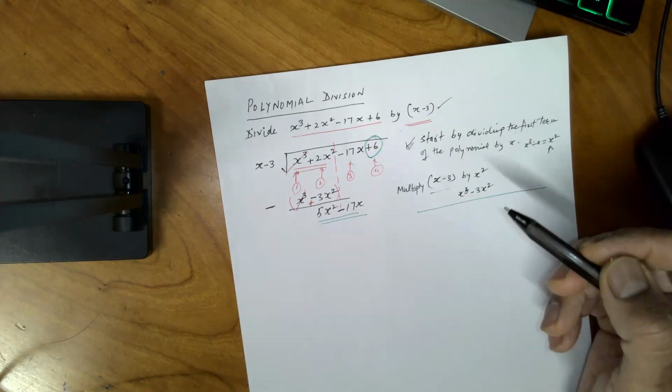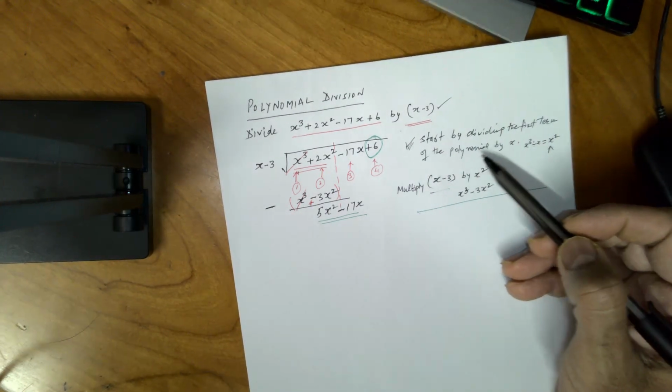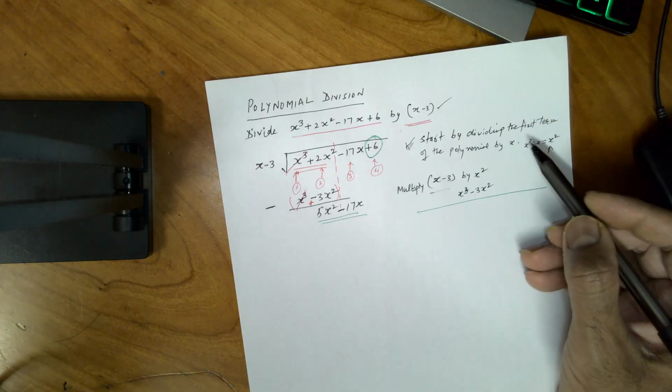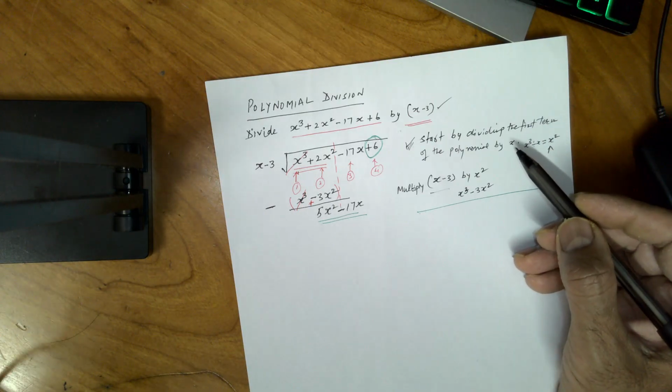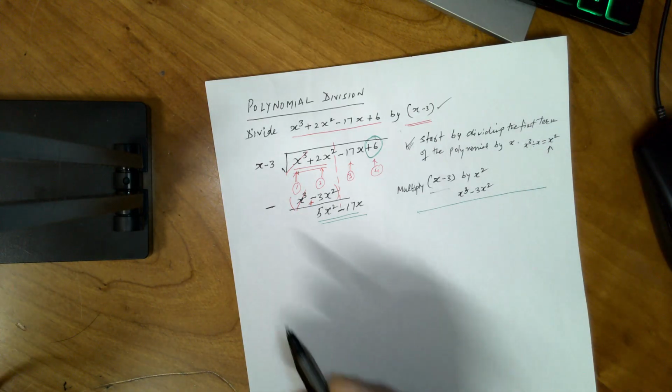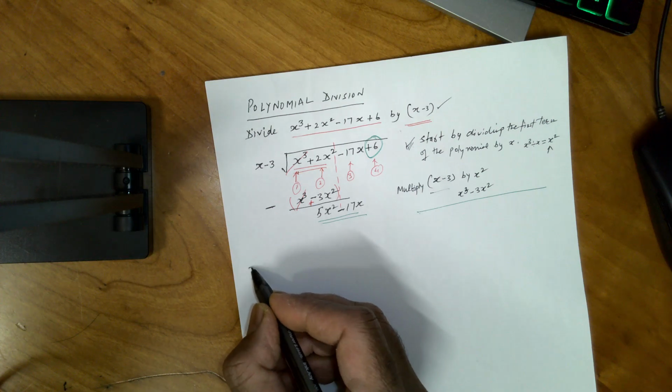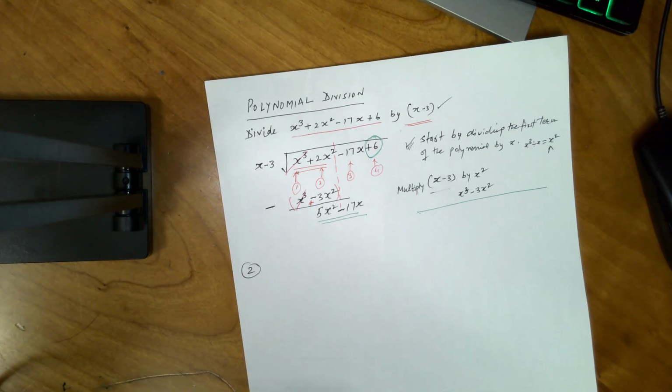Now again, same thing. We start by dividing. So repeat that process again. You will be in like a second step here. Okay, so this is your second step.